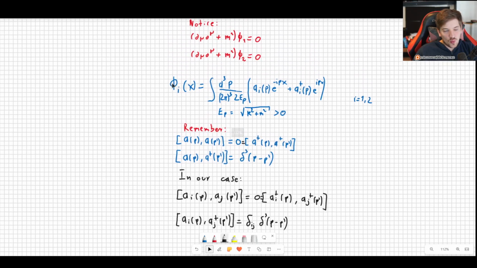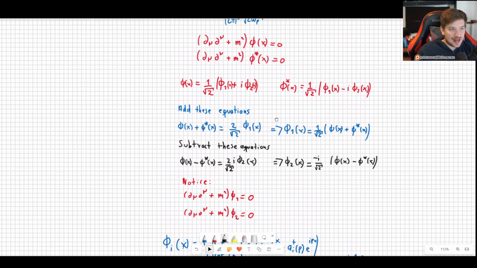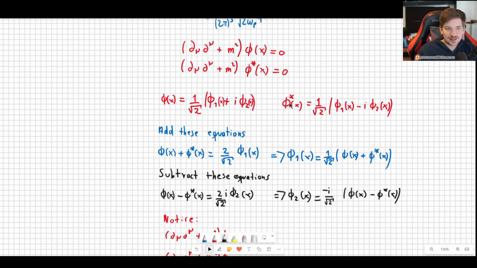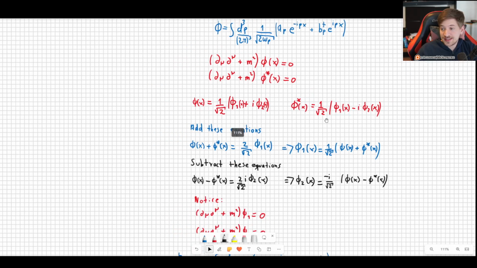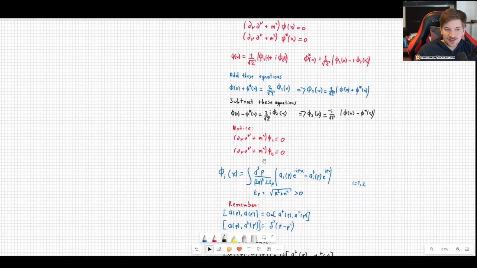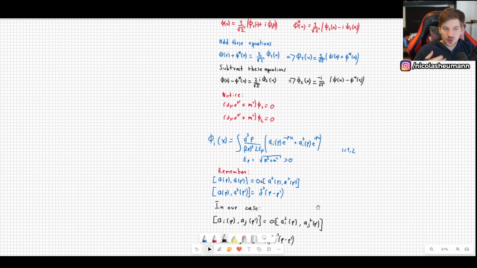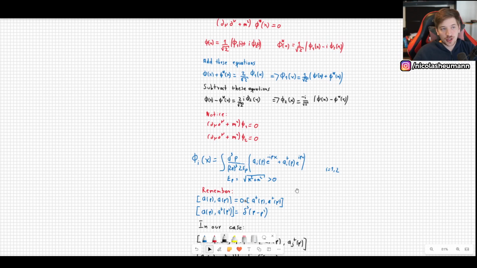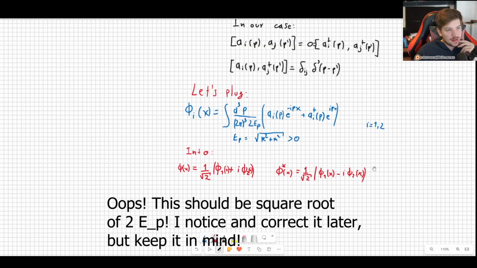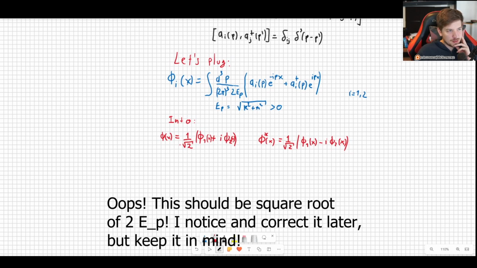So now that we know what phi_i looks like, basically phi_1 and phi_2, let's go ahead and expand these expressions. So phi of x and phi conjugate of x, let's expand them in terms of what we know these things look like, and let's use the relations between the creation and destruction operators that we have learned. Okay, so let's begin here with phi of x. So this is 1 over the square root of 2, and then we have phi_1 plus i phi_2. So let's just go step by step.